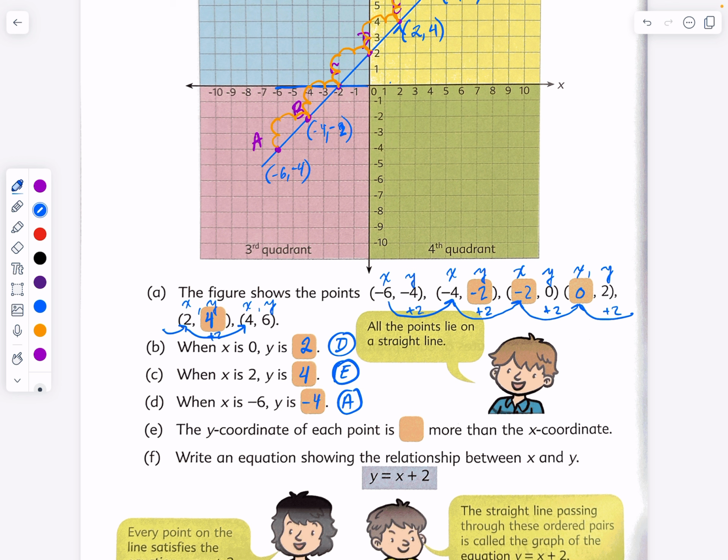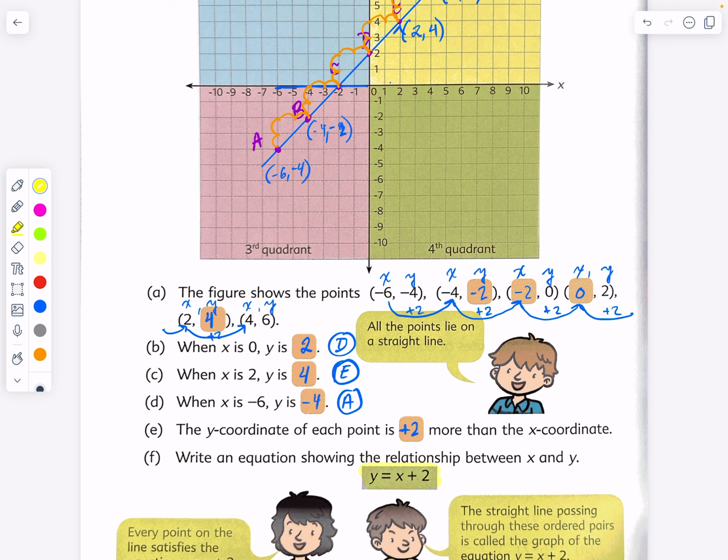The Y coordinate of each point is 2 more than the x. Oh, so sorry, what's the difference between y and x? It is also 2. Therefore, we can make a generalization. We can say that for any given value of x, no matter what comes to us as x, we increase it by 2 to create the value of y.